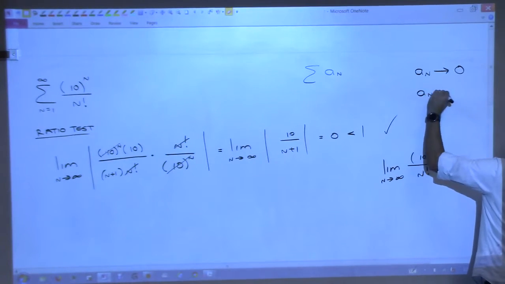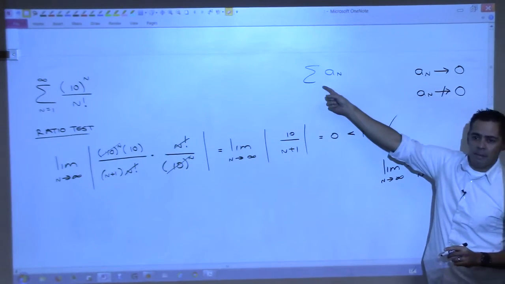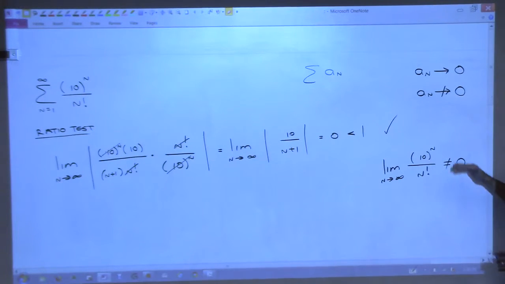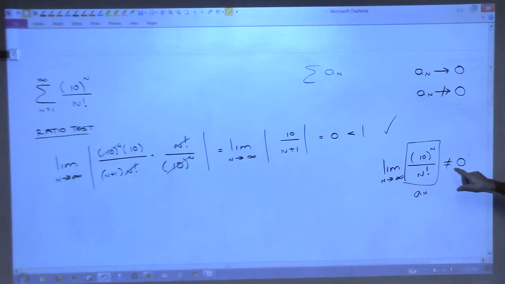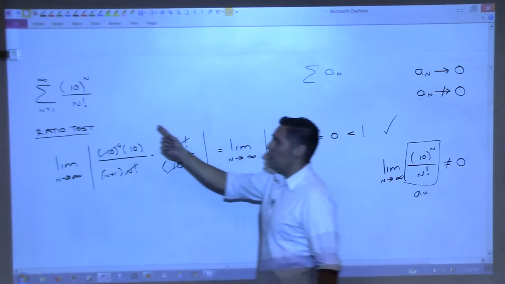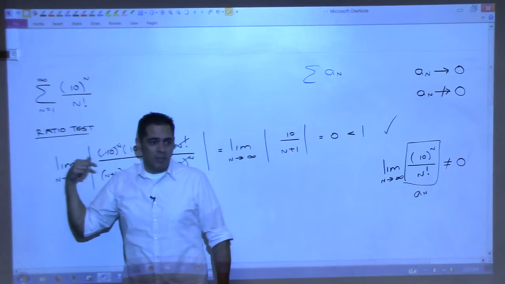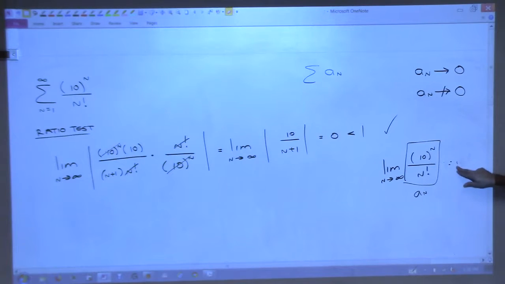But if this goes to something other than 0, then what can we say about this? It diverges, right? So I'm asking you right now, is it possible for that limit of a sub n to be something other than 0? If it was something other than 0, let's say it was like 2, then it would fall into this case, which would mean that the sum of this thing would have to diverge. But the sum does what? Converges, which means that this limit has to be 0.